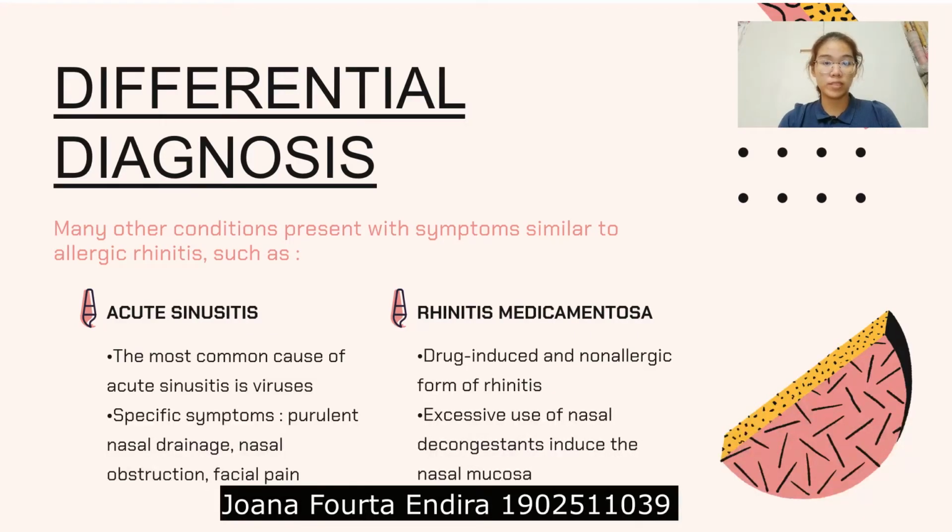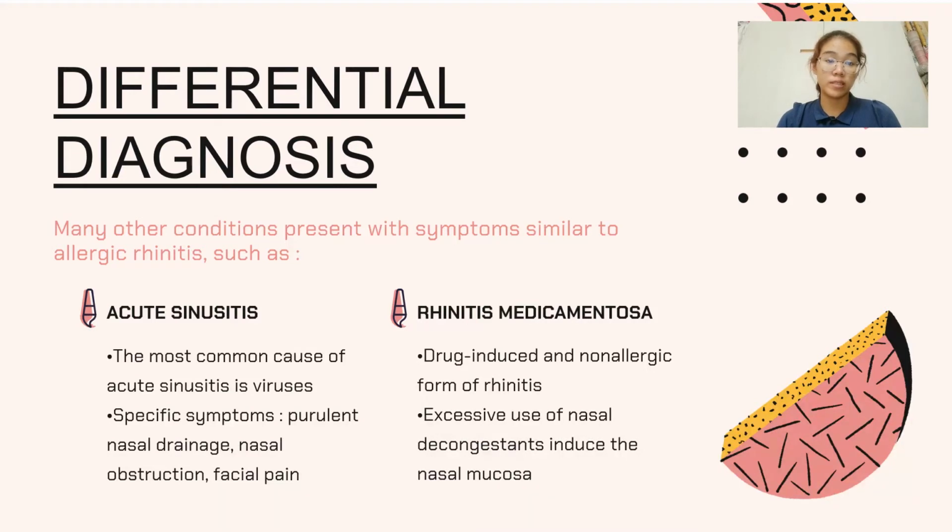So for the differential diagnosis, there are many other conditions presenting with symptoms similar to allergic rhinitis, such as acute sinusitis. The most common cause of acute sinusitis is viruses such as rhinovirus, influenza virus, and parainfluenza virus. The most specific symptoms are purulent nasal drainage, accompanied by either nasal obstruction or facial pain.